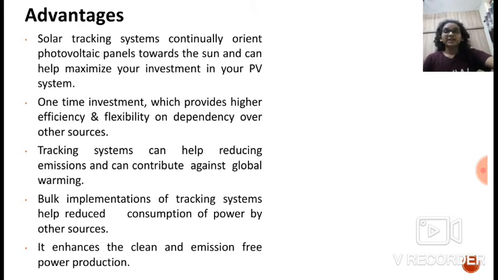So the implementation of tracking systems helps in reducing the consumption of power from other sources. It also enhances clean and emission-free power production.